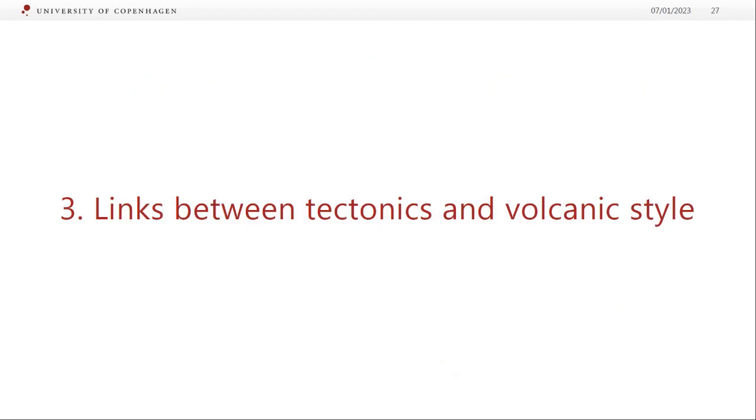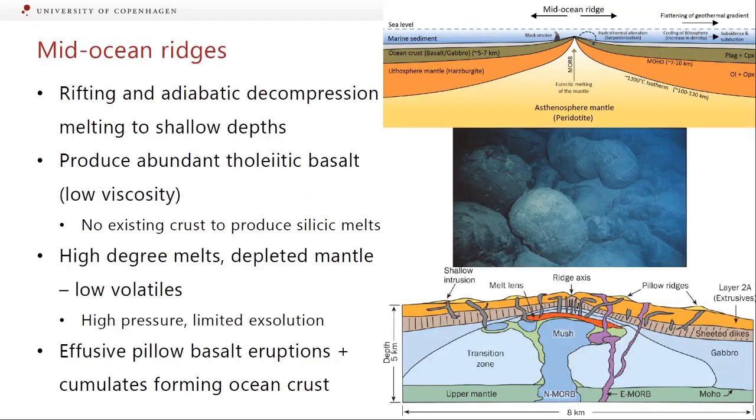All right, and then we're going to wrap it all up by talking about the links between tectonics and volcanic style and volcano morphology. So this puts together some of the stuff we talked about on the petrology, geochemistry side of things, and what that ends up looking like in terms of volcanoes.